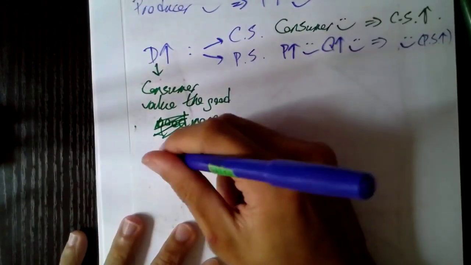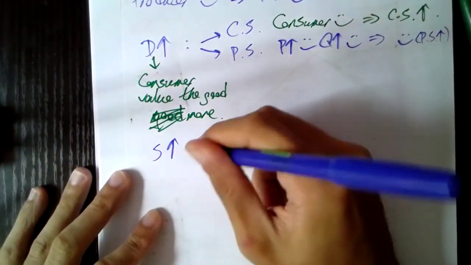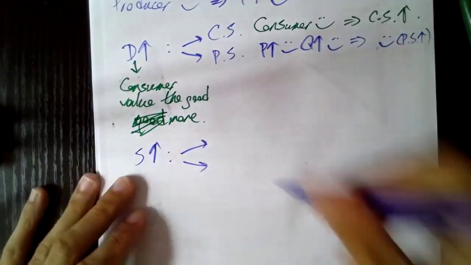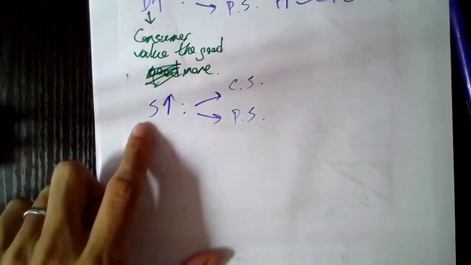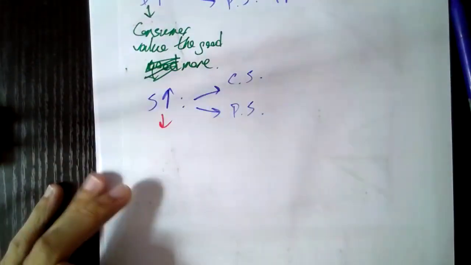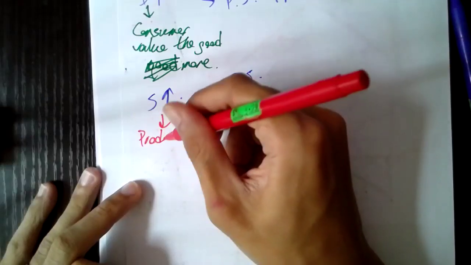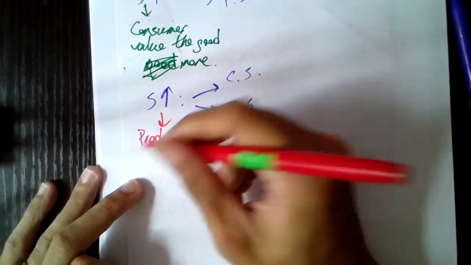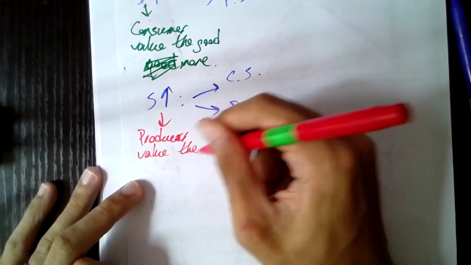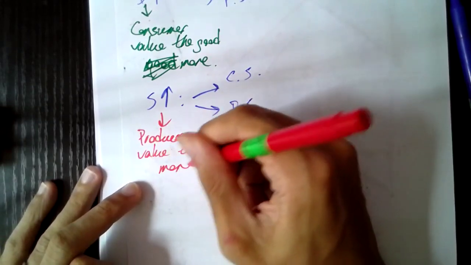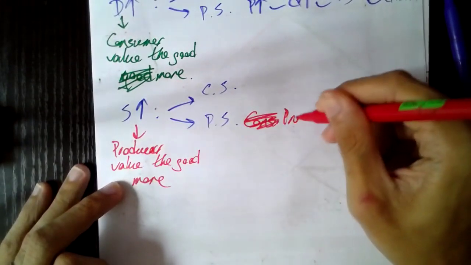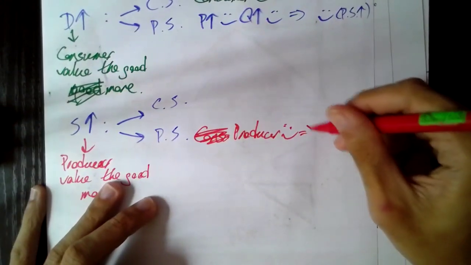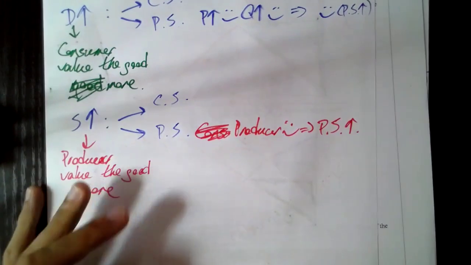And what about supply? Here, when supply increases, think about it from two perspectives. Consumer perspective and producer perspective. Again, when would supply increase? 幾時會做多啲啊？ When the producer, right? When the producer value the good more. So by definition, it must mean producer is happier, 一定嘅。Therefore, producer surplus by definition must increase.